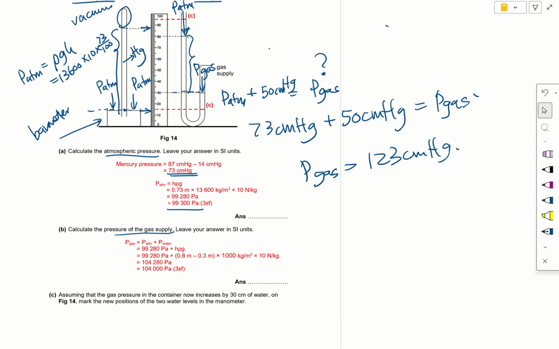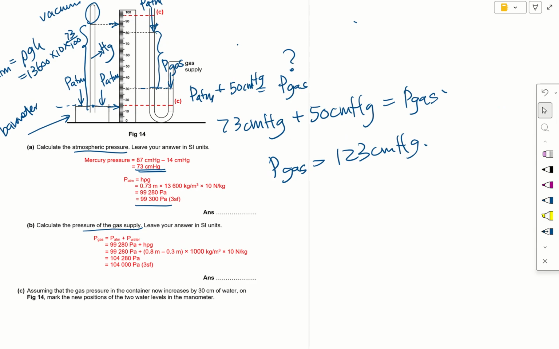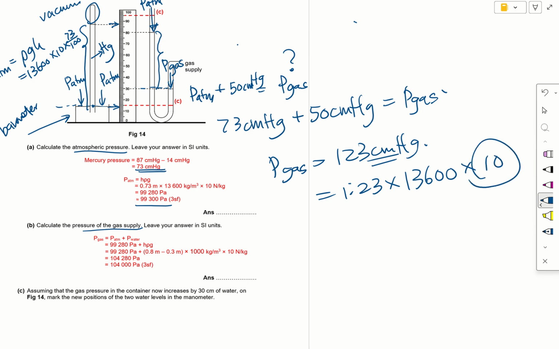Okay, so if it's 123 cm Hg, then we convert it to 1.23 times, because we change it to meters, SI unit, times 13600 times 10. Don't forget the 10. Because this working is slightly different, let me test 1.23 times 13600.